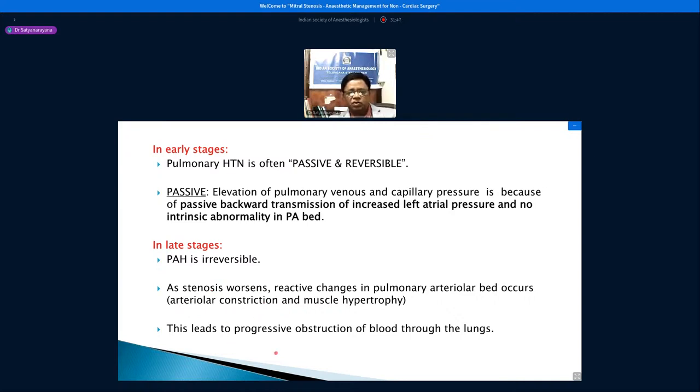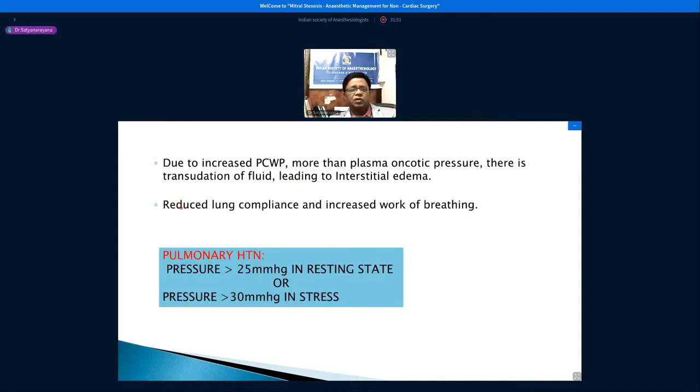So this leads to progressive obstruction to the blood flow through the lungs. Due to increased pulmonary capillary pressure, that is, when it is more than the plasma oncotic pressure, transudation takes place, leading to interstitial edema. So then there is reduced lung compliance and increased work of breathing, and the patient becomes symptomatic.